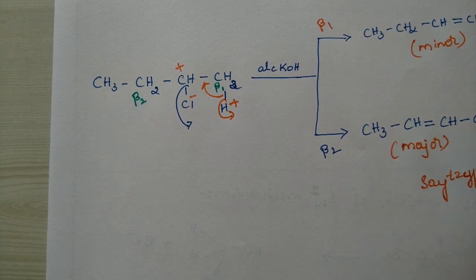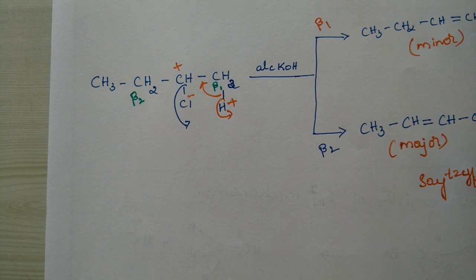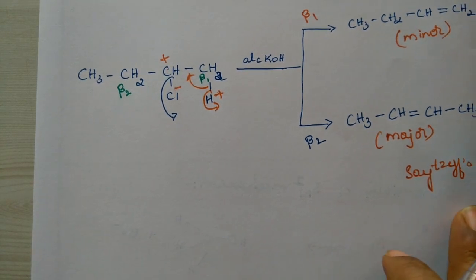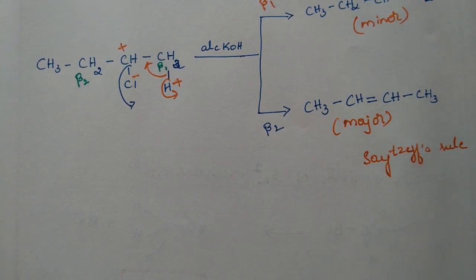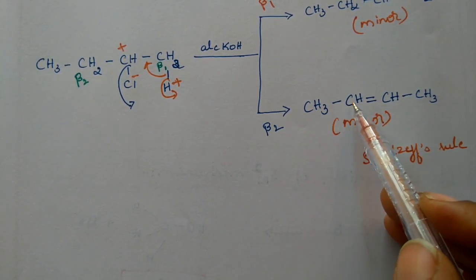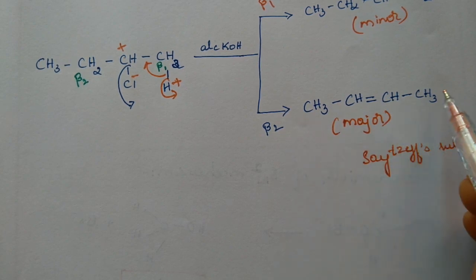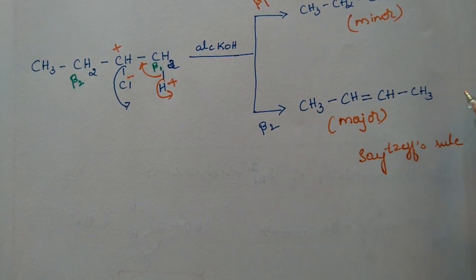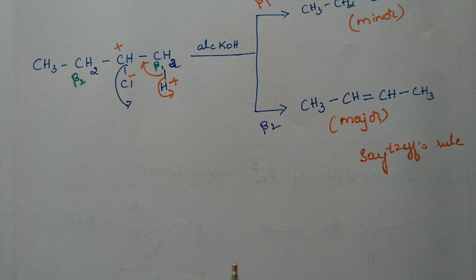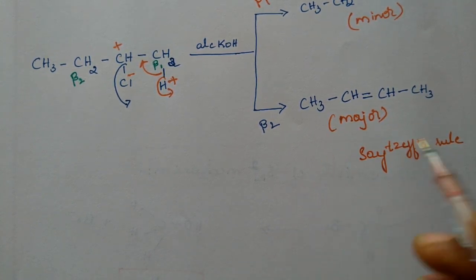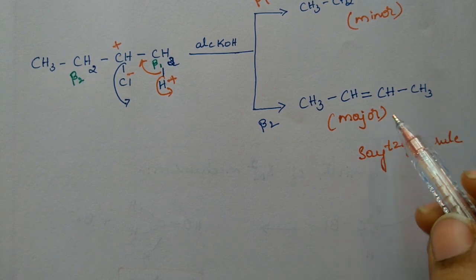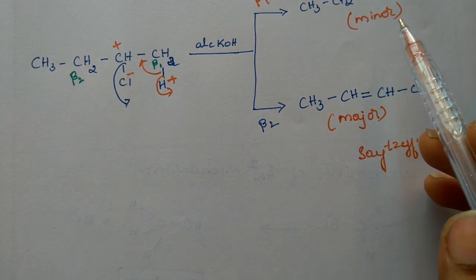So Saytzeff's rule says that the more alkylated double bonded compound, if it is there, is more stable in nature. So according to Saytzeff's rule, we have a more alkylated, that is, around the double bond, this side also the same, this side also 2. So more alkylated compound, or more alkyl groups around the double bond, is more stable. So because of which it is the major product and that is the minor product.